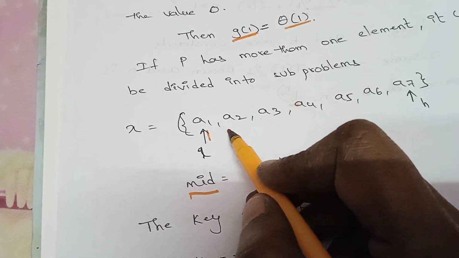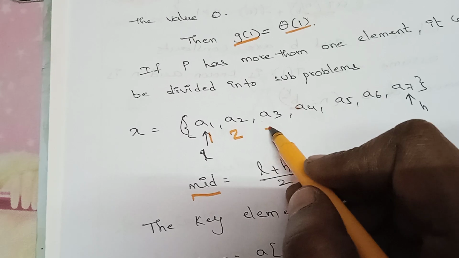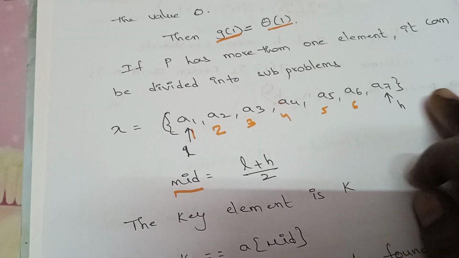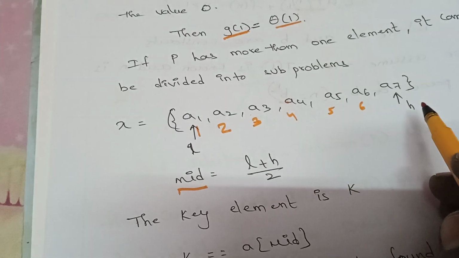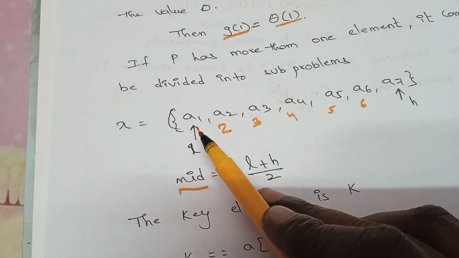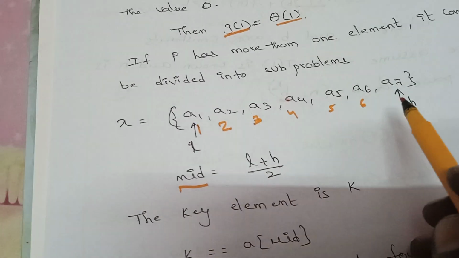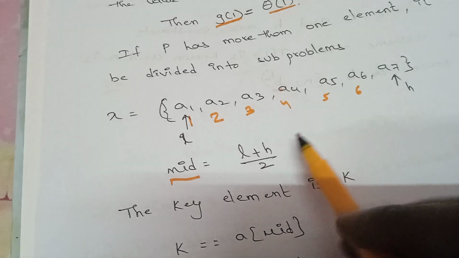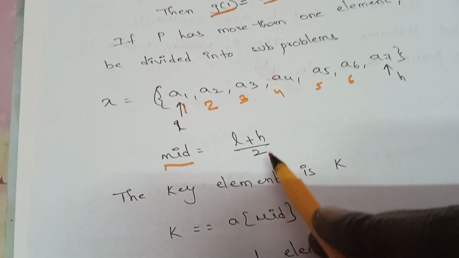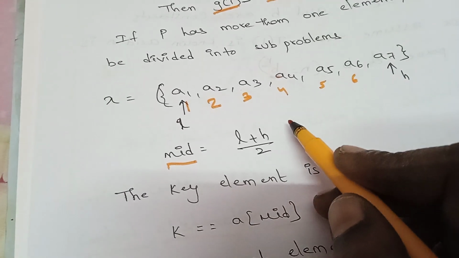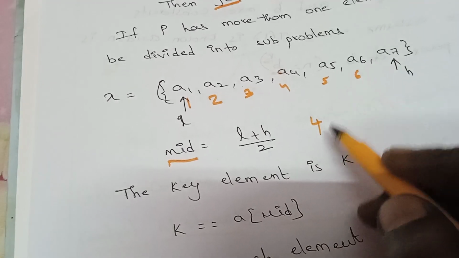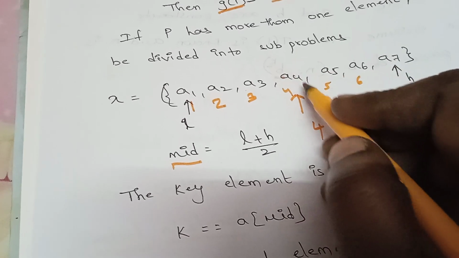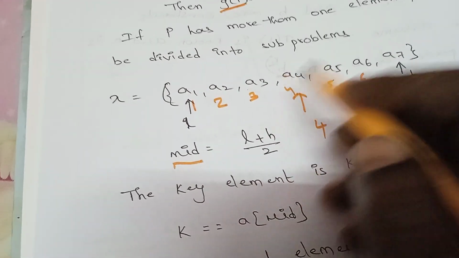Now count your elements: 1, 2, 3, 4, 5, 6, 7. So we have 7 elements, and the low element of the array has index 1. The high element, that is the last element of my array, has index 7. So 1 plus 7 divided by 2. 1 plus 7 divided by 2 is what? 8 divided by 2, which is 4. So this is the element up to where I will make one subset.